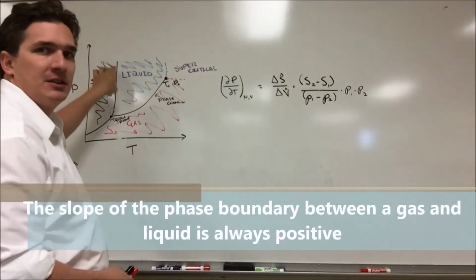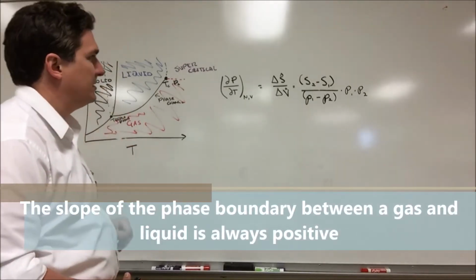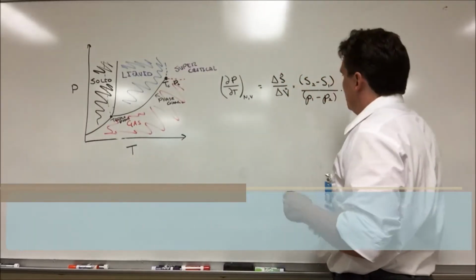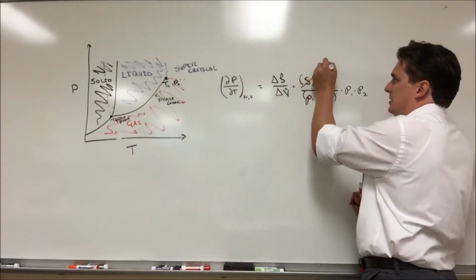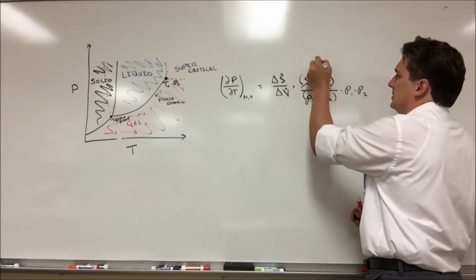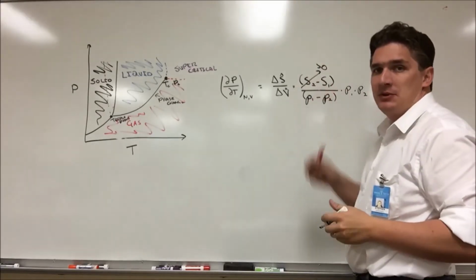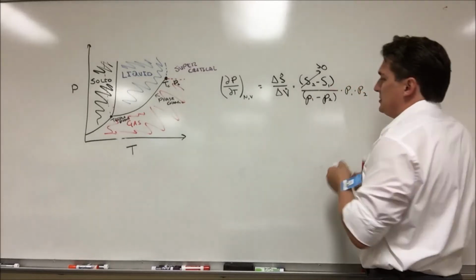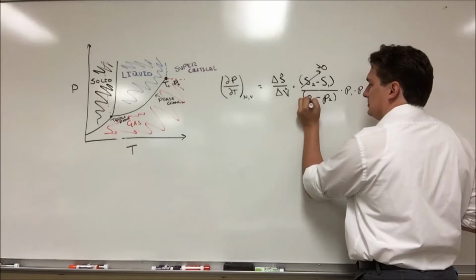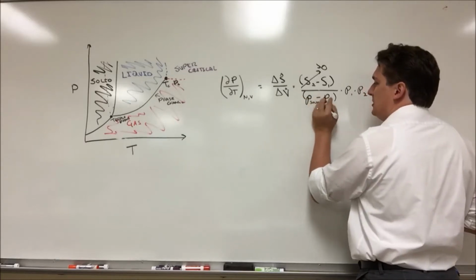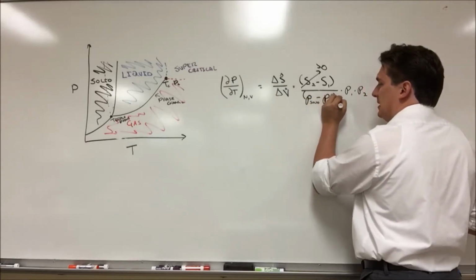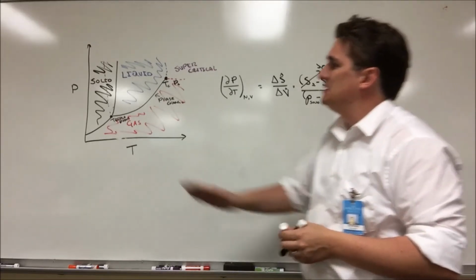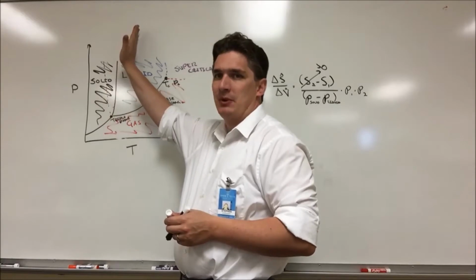So what about this line here, the boundary between the solid and the liquid? Well, again, the entropy change is always going to be positive because we have more entropy in a liquid than we do in a solid. The question is, what about the densities? Density 1 here is going to represent the solid, and density 2 here is going to represent the liquid. Now, if our solid is more dense than our liquid, this is going to be positive, and this is going to tell us that the slope is always up and to the right.